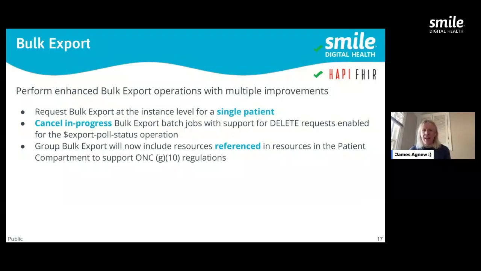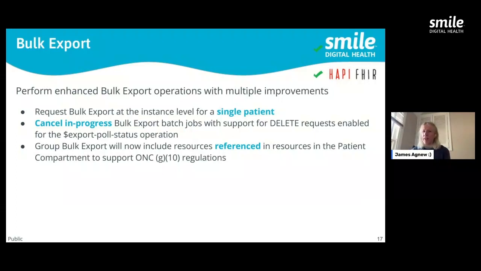We've also migrated the bulk export to the batch 2 framework that we talked about last quarter, which means that bulk export becomes a much more robust, much more scalable operation. And this allows us to enable support for canceling bulk export jobs and for polling them faster and that type of thing. We've also added support for effectively the specific G10 flavor of bulk export.